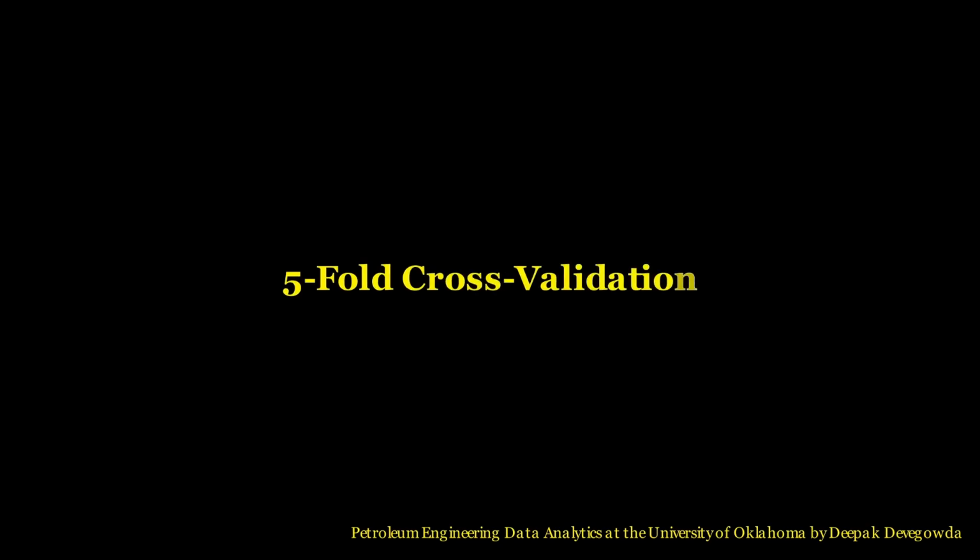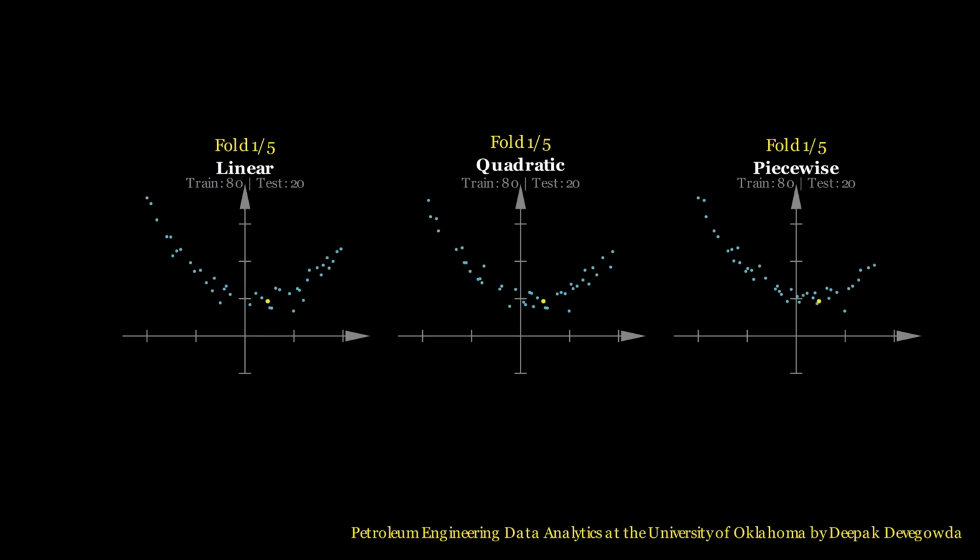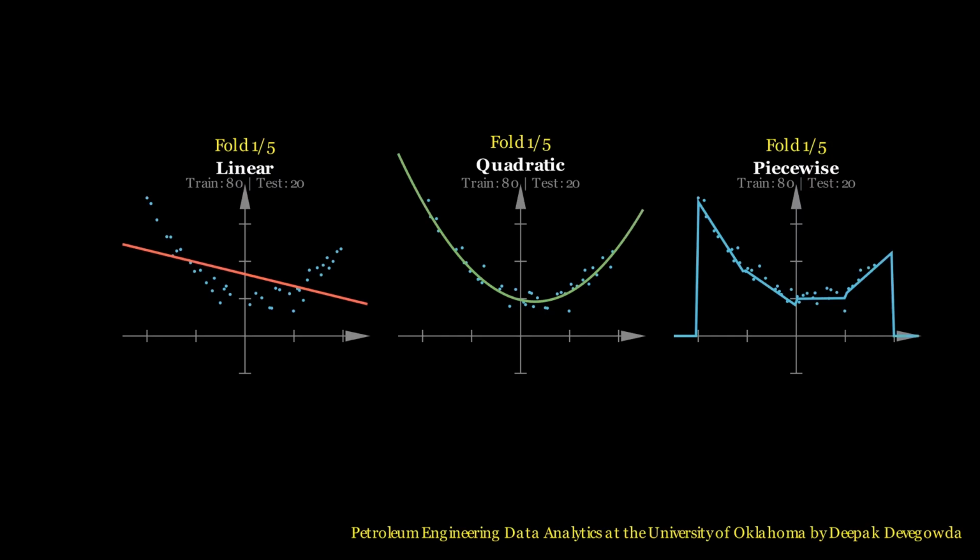In five-fold cross-validation, what we do is we randomly split our data into 5 different mutually exclusive folds. We hold out one of the folds, which is 20% of the data, as our test data set, and the remaining 4 folds, which comprises 80% of the data, is our training data set. We fit our models to the training data set and then bring in our test data set and evaluate the performance of each one of these models.